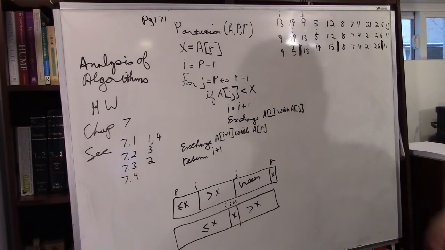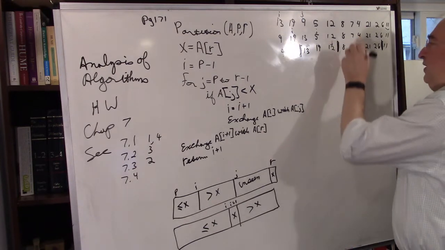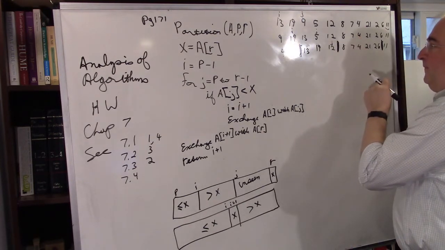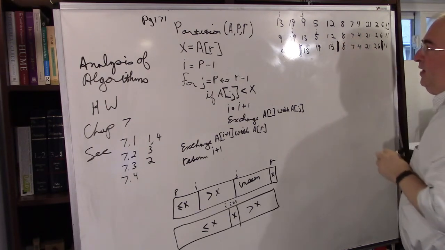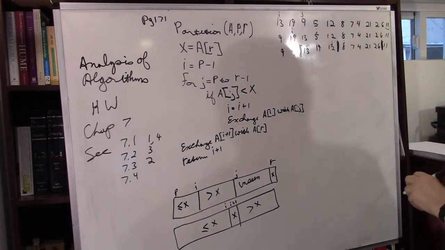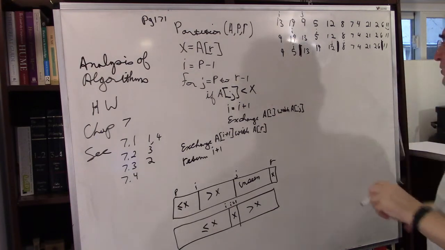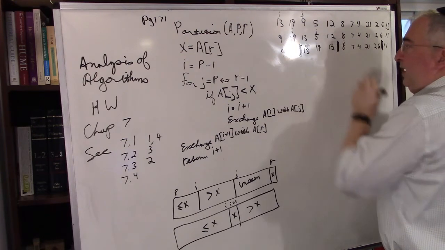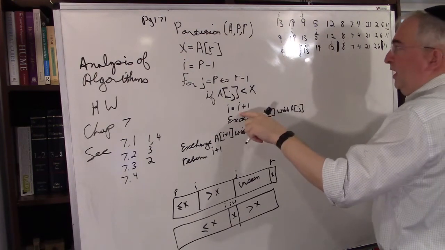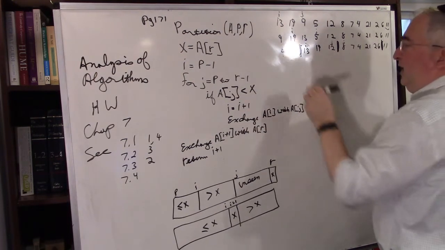Okay, let's go further. 8. So now j is here. Okay, 8 goes here, has to go this side, so what are we going to do? We're going to swap it. We're going to increment i to here. Increment i. 8 has to go on this side, and so we do it.